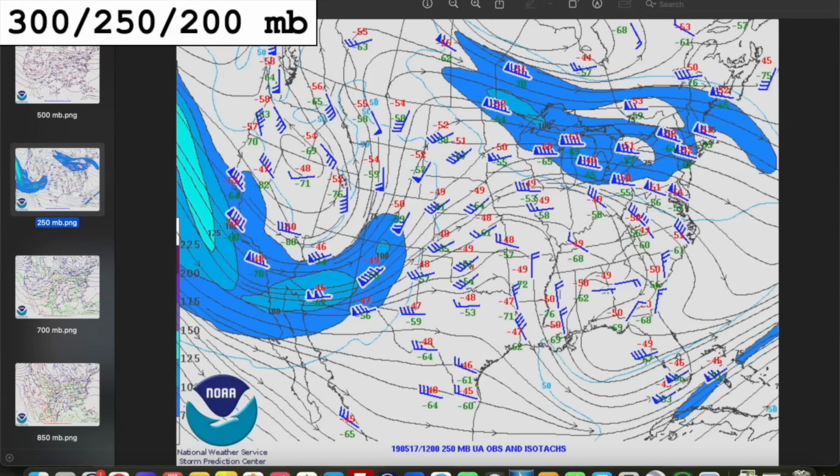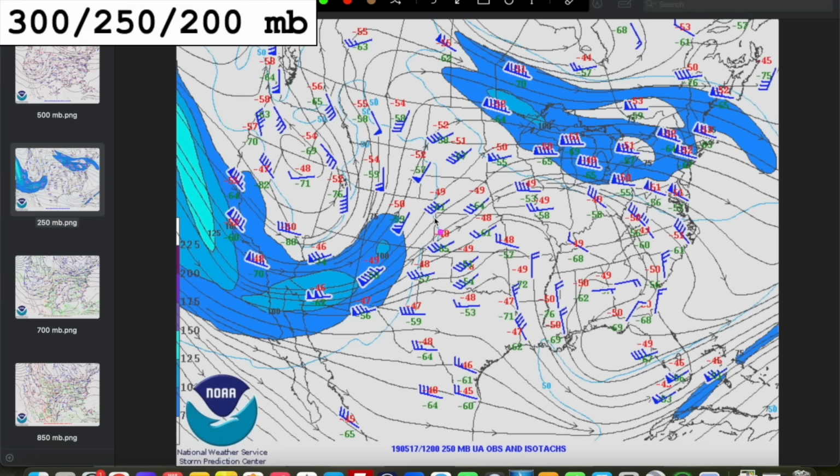And so we're going to use a 250 millibar map for this example here. Just like at the 500 millibar level, we want to be looking for those troughs, those downward kinks, and on this particular map source, these solid lines are not geopotential height contours. These are actually streamlines, lines that follow the wind direction.